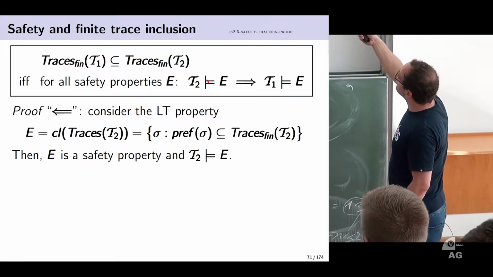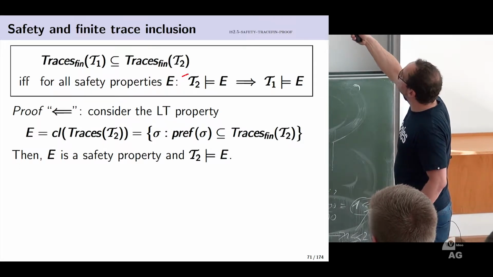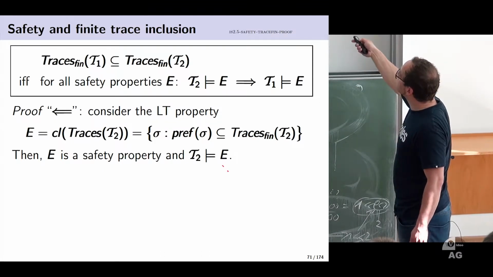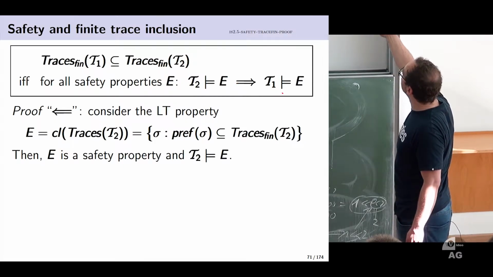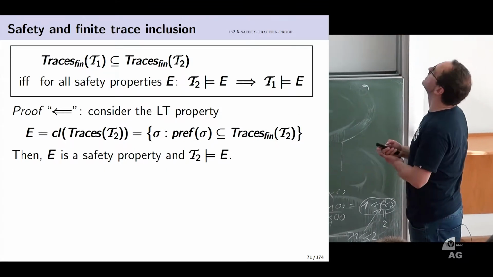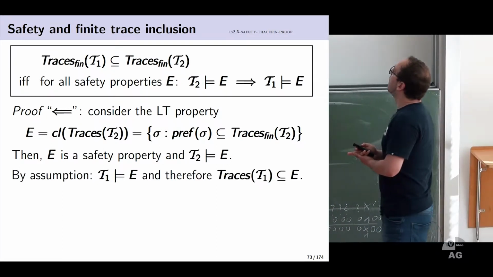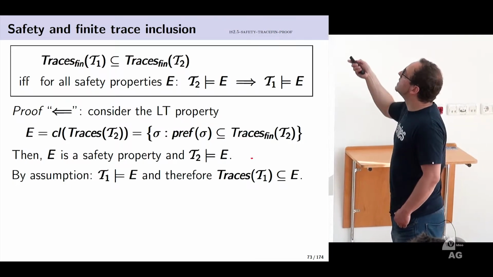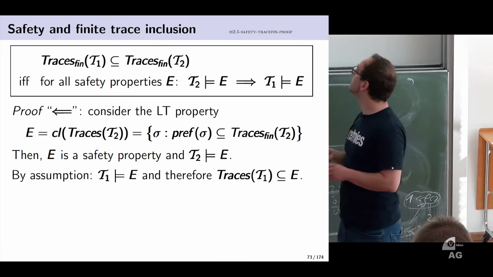And then we can use this one. Because we showed that E is a safety property, by assumption T2 satisfies the property E, and now we can assume that T1 also satisfies the property, and from this we need to derive that the finite traces of T1 are included in the finite traces of T2. Well, what does it mean that T1 satisfies the linear time property E? It means that all of its traces are fully contained in the linear time property. That's just the definition of it.